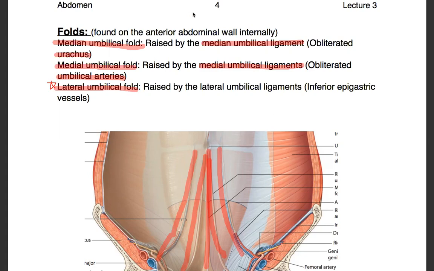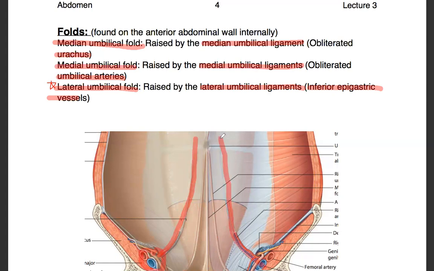The lateral umbilical fold is formed by the lateral umbilical ligaments, and the lateral umbilical ligaments are the inferior epigastric vessels themselves. If you were to look down here, the inferior epigastric vessels themselves are what counts as the lateral umbilical fold, or lateral umbilical ligament, okay? It's usually an area of questions. They'd ask, what is the lateral umbilical fold formed of? And your answer is supposed to be the inferior epigastric vessels. Come on.